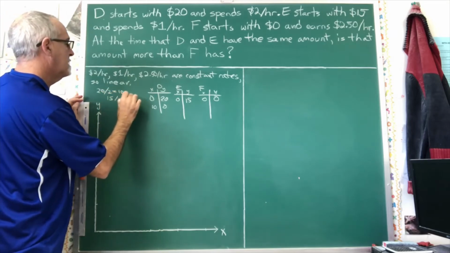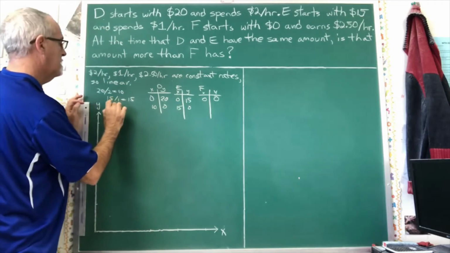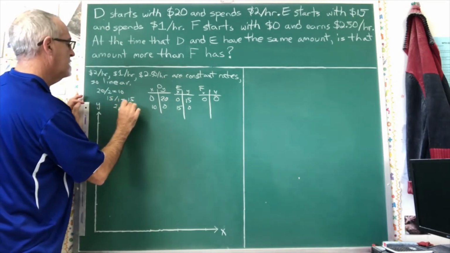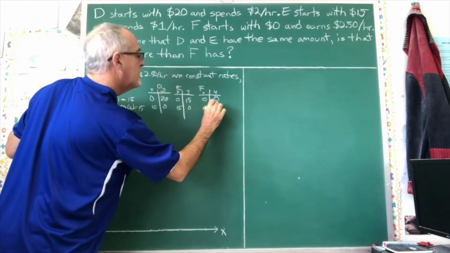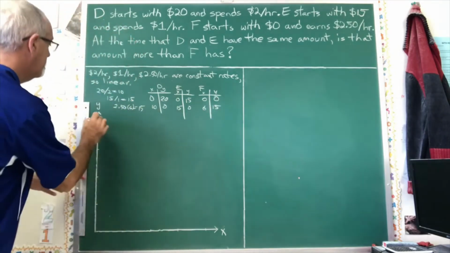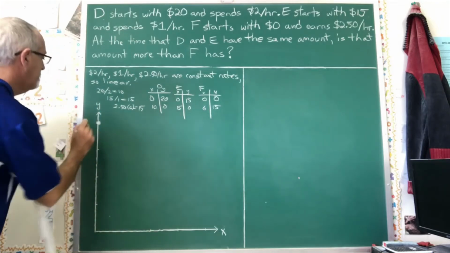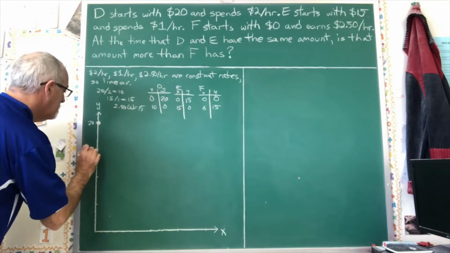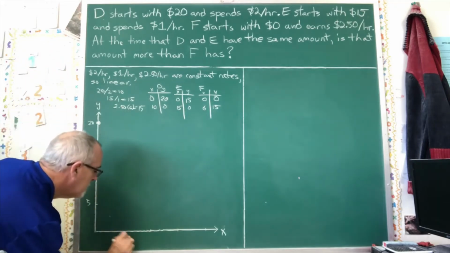Another thing that's very useful about this $2 per hour, etc., is it's telling me how to label the axes in my graph. The dollars will be on the y-axis and the hours will be on the x-axis. But I also need a second point for each of the three straight lines. So for D, I'm dividing the $20 by the $2 per hour and I'm getting 10 hours. It will take D 10 hours to run out of money.